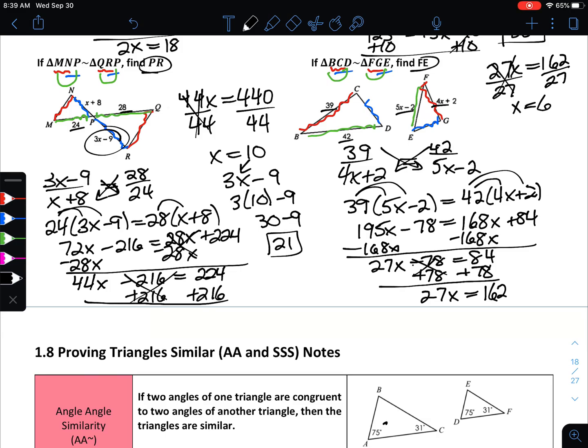Now, once again, remember what makes these different is we're looking for a particular side. In this case, we wanted FE, which was 5x minus 2. So our last step is let's take 6, plug it in for x. So 5 multiplied by 6 minus 2, which becomes 30 minus 2, which tells us our final answer is 28.